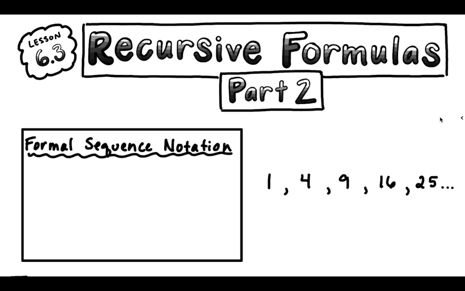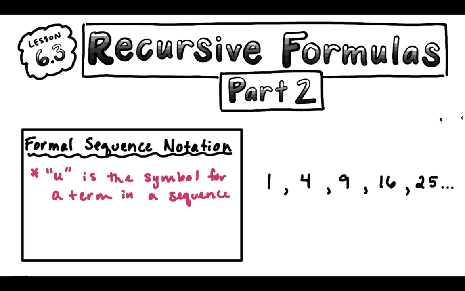Okay, so formal sequence notation. The first thing is that the letter u, a lowercase u, is the symbol for a term in the sequence. Okay, and then since every term can't just be u, because then they'd all be the same, we put a subscript on u, or a little number below it, to show which term we're at. So the subscript number is the term number.